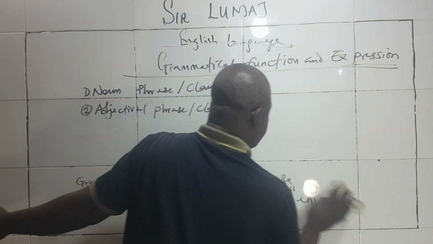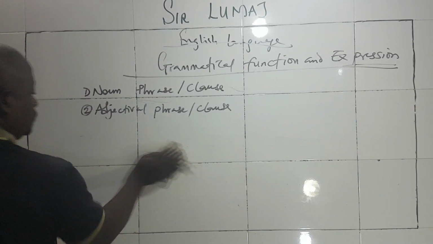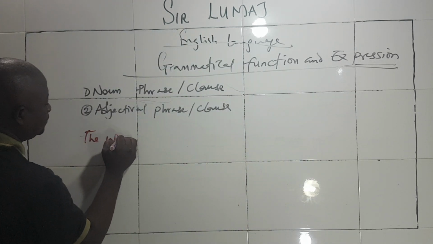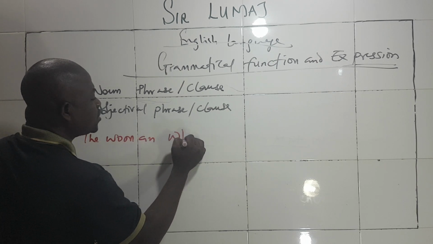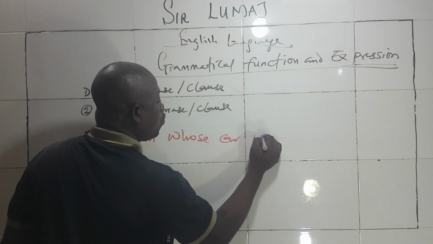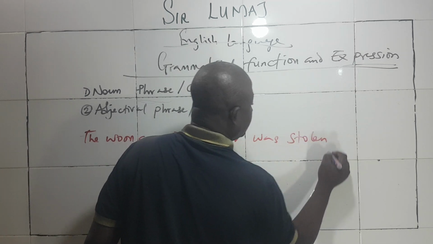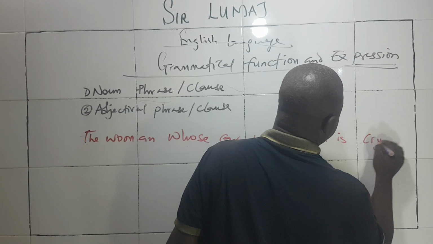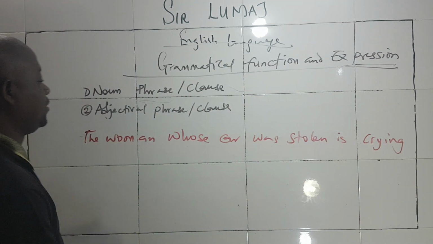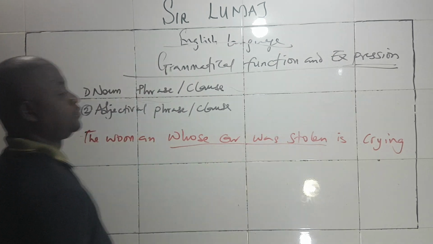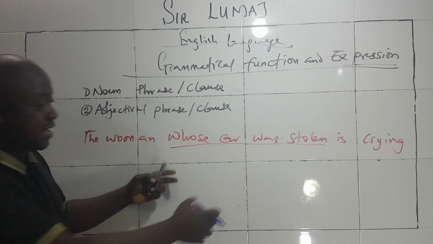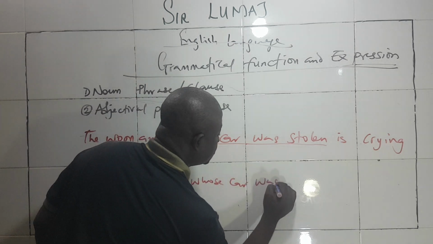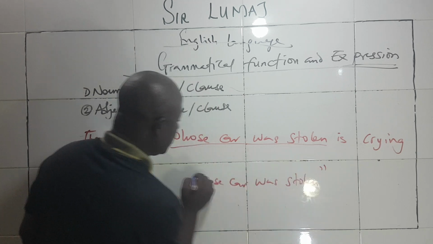Another example of the adjective. Let's say I have: the woman whose car was stolen is weeping. Or let's say is crying. Maybe around the line whose car was stolen. So they will bring it out like this. Whose car was stolen? In your question.